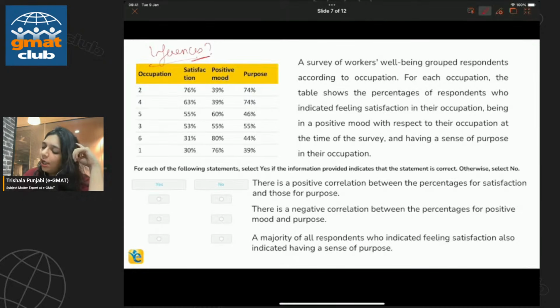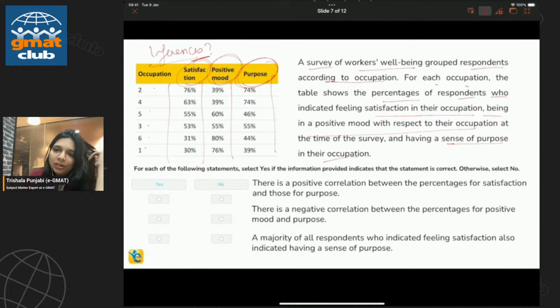All right. So, a survey of workers' well being grouped respondents according to occupation. Okay, so one, three, four, all these are different types of occupations. And what is a survey? It's about the workers' well being. For each occupation, the table shows the percentages of respondents who indicated feeling satisfaction in their occupation. Okay, so this entire thing is showing how satisfied they are, being in a positive mood with respect to their occupation. Okay, this is about how much of a positive mood that they have at the time of survey and having a sense of purpose. This is about having a sense of purpose. Okay, so what this is saying.